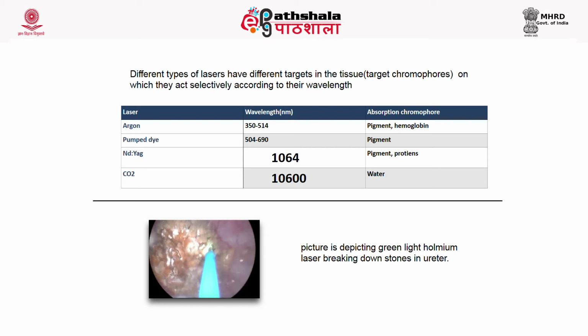In the diagram shown in the lower part of the presentation, we can see a probe giving, if you can see clearly, a green light laser. This is a holmium laser breaking renal stones.